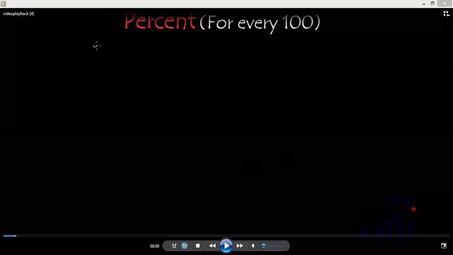Hello everyone. Today, inshallah, we are going to start learning lesson 29, which is percent. So, first of all, we want to know what is the meaning of the word percent.